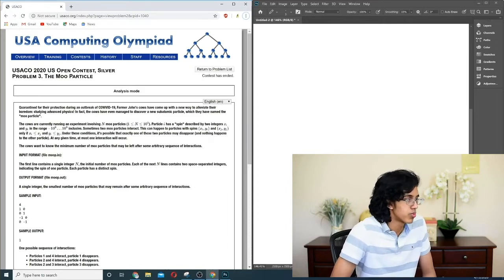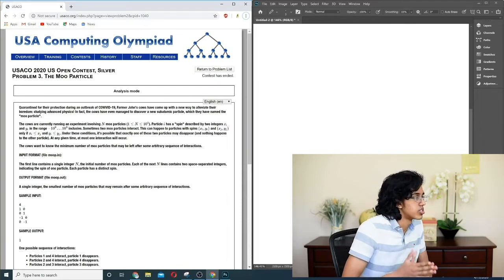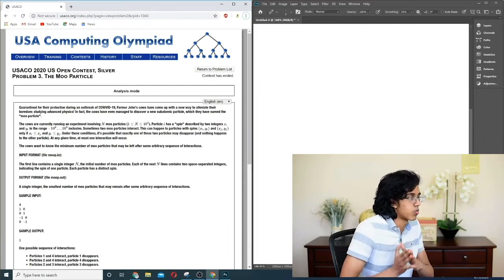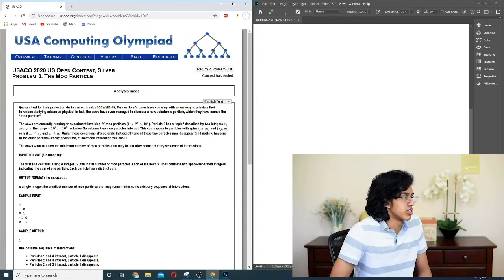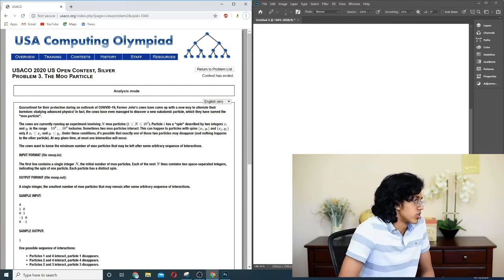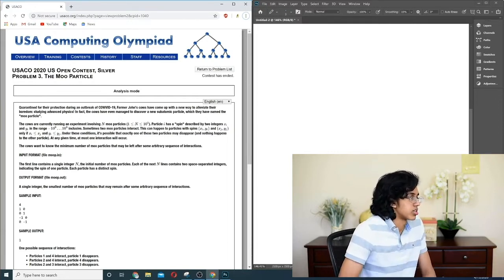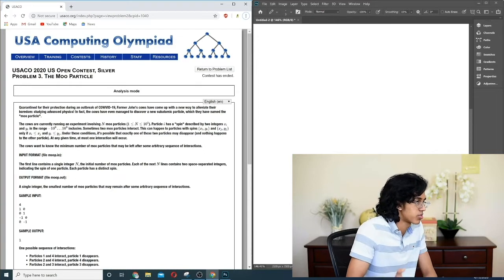Sometimes two mu particles interact. This can happen when x_i is less than x_j and y_i is less than y_j. Under these conditions, it's possible that exactly one of these two particles may disappear. At any given time, at most one interaction will occur. The cows want to know the minimum number of mu particles that may be left after some arbitrary sequence of interactions. The first line contains a single integer N, the initial number of mu particles, and each of the following lines contains the rest of the mu particles. The output is the smallest number of mu particles after.